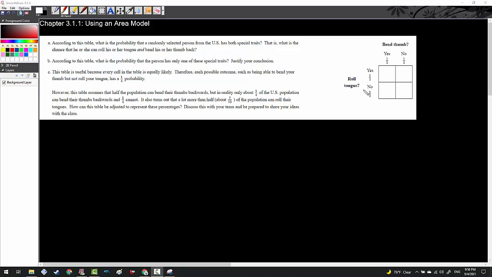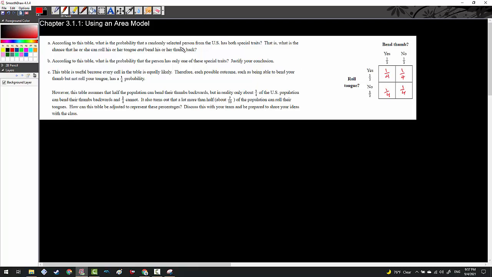In order to answer this question, we need to go to this area model here and figure out what each of the areas would be. Luckily, the area of a square is pretty simple. You have a 1/2 chance that yes, you can bend your thumb, and a 1/2 chance that yes, you can roll your tongue, so the probability of those together would be 1/4. Luckily, all of them are 1/4 because of that whole base times height aspect of the area model.